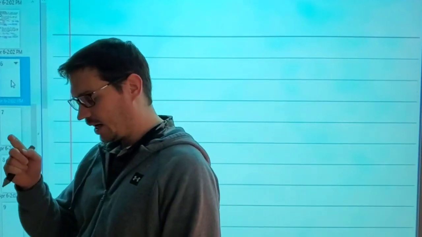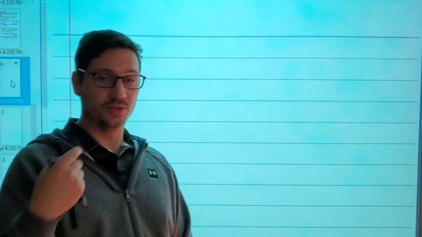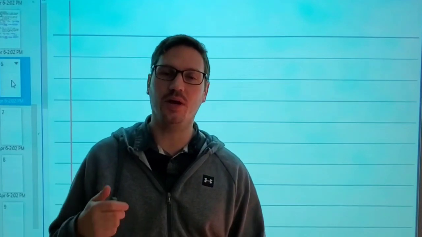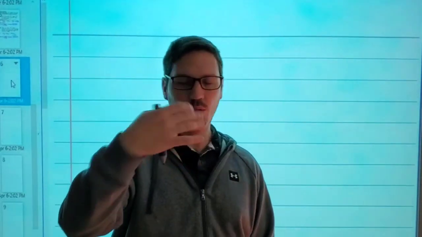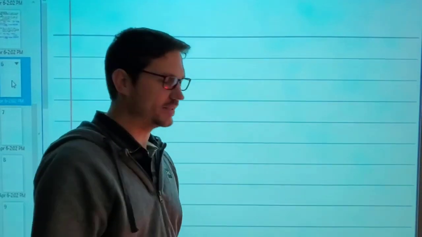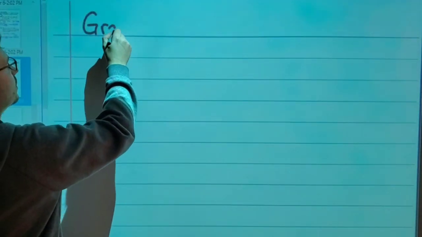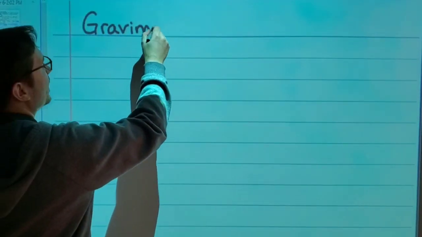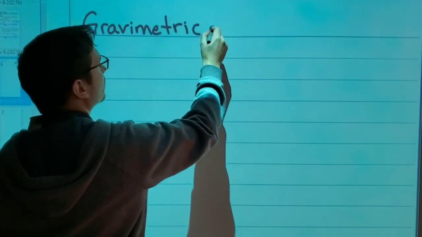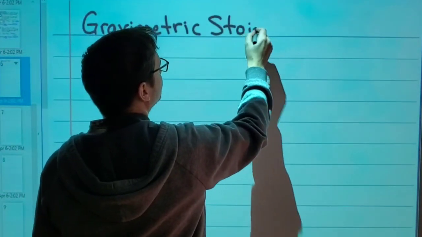And so what I need you to do is take out your data booklet, take out a calculator, and then take out whatever you're using to write down your notes. So this is gravimetric stoichiometry.